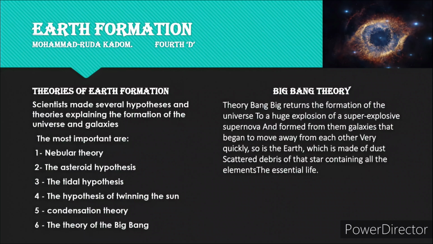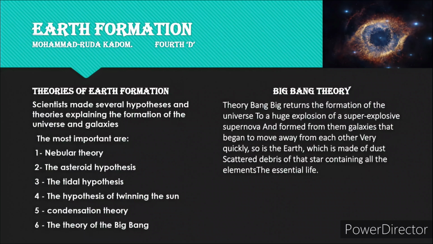Theories of Earth formation. Science made several hypotheses and theories explaining the formation of the universe and the galaxies. The most important are: number 1, nebular theory; number 2, the asteroid hypothesis; number 3, the tidal hypothesis; number 4, the hypothesis of twinning the Sun; number 5, condensation theory. The last one, which is the most famous one, is the theory of the Big Bang.